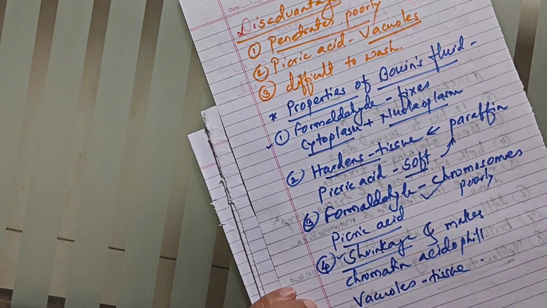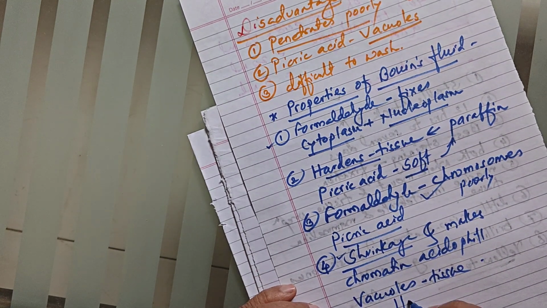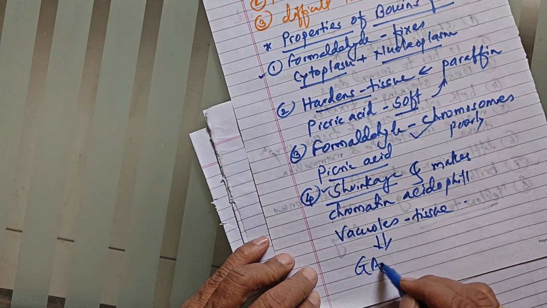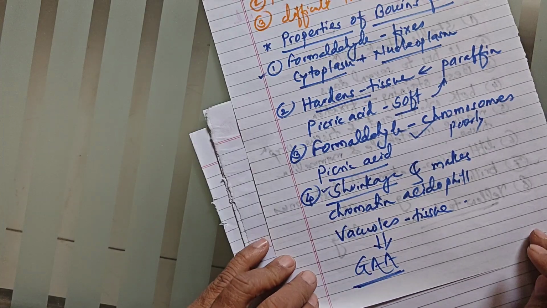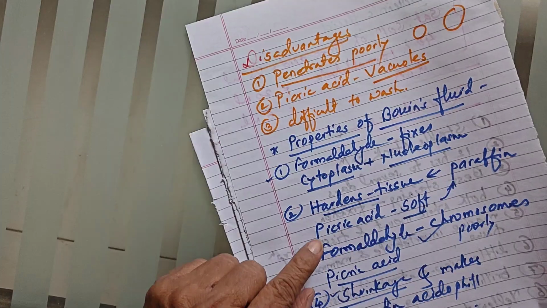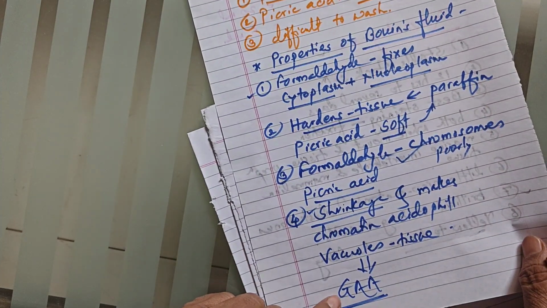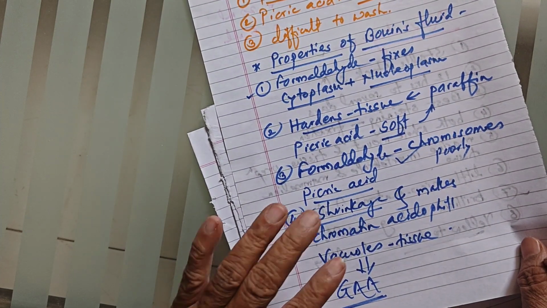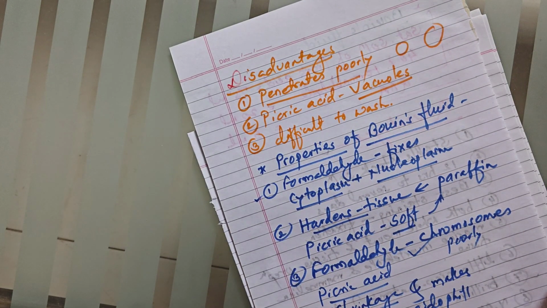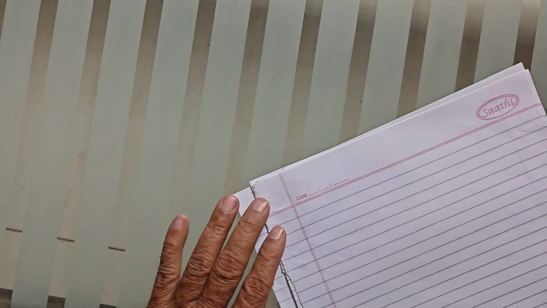These defects are compensated by using glacial acetic acid. That's why we use formaldehyde, picric acid and glacial acetic acid as a mixture, and these collectively are called Bouin's fluid. Now, here we also use alcoholic Bouin's fluid.